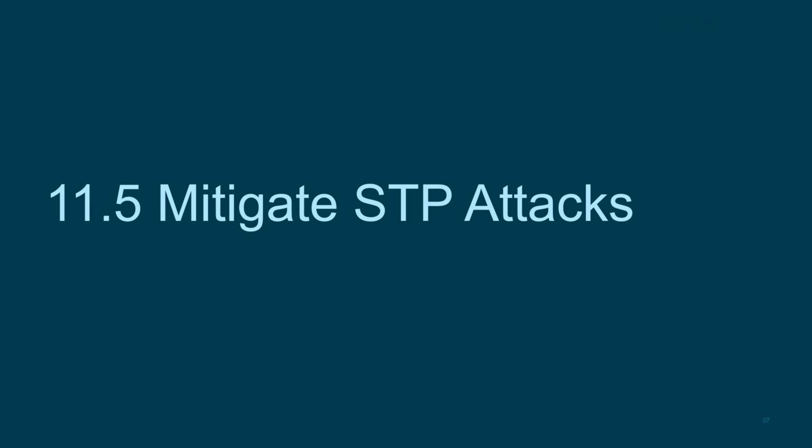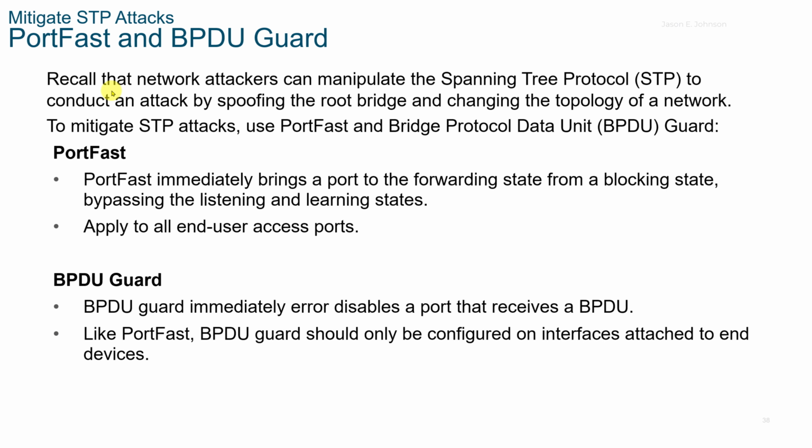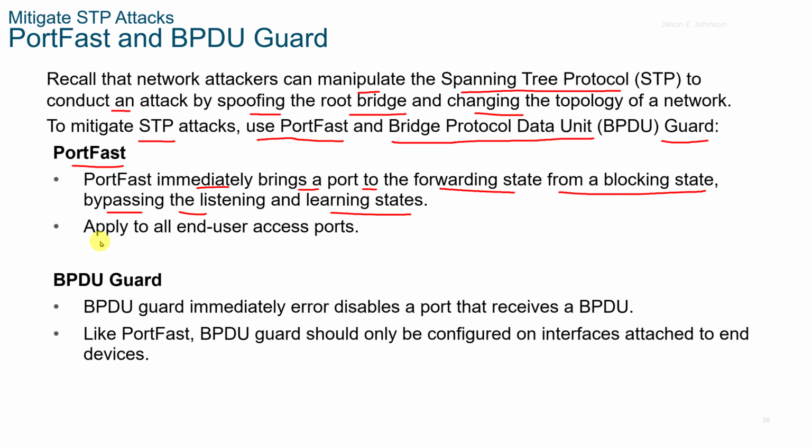11.5, Mitigate STP attacks. So if you recall, network attacks can manipulate the Spanning Tree Protocol to conduct an attack by spoofing the root bridge and changing the topology of the network. So to mitigate STP attacks, we use PortFast and Bridge Protocol Data Unit, BPDU Guard. PortFast immediately brings a port to the forwarding state from a blocking state, bypassing the listening and learning states, and it's applied to all end-user access ports.